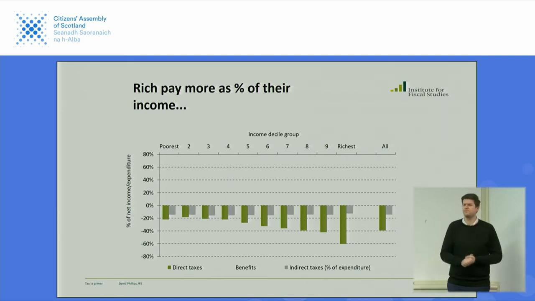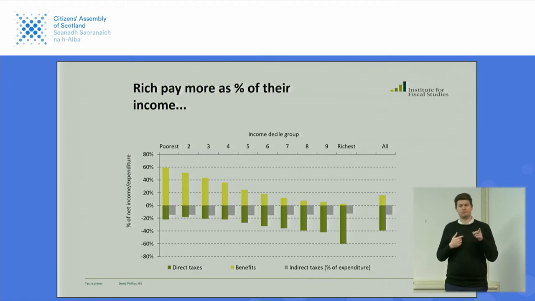If you focus on indirect taxes, so that's VAT, fuel duty, alcohol and tobacco, you can see it's broadly constant across the distribution. So it's not progressive, but it's not regressive. Now, of course, some of this money goes to pay for public services, but some of it also comes back to households directly in the form of benefits and pensions. So this next line shows how much those benefits and pensions are as a percentage of incomes. So you can see the poorest group, about 60% of their income comes from benefits and pensions. The richest group, just a couple of percent.